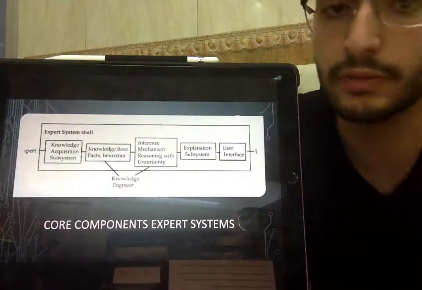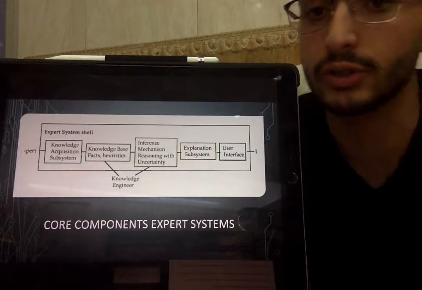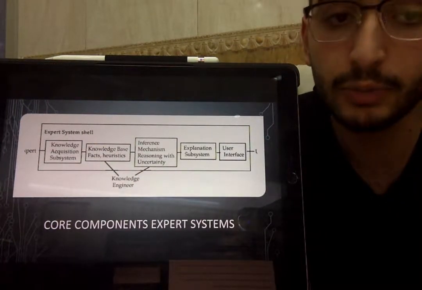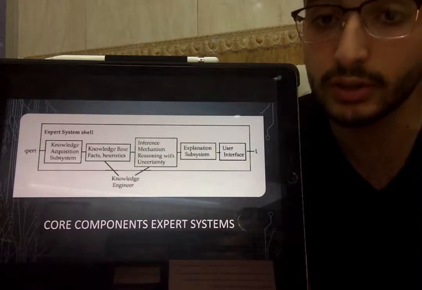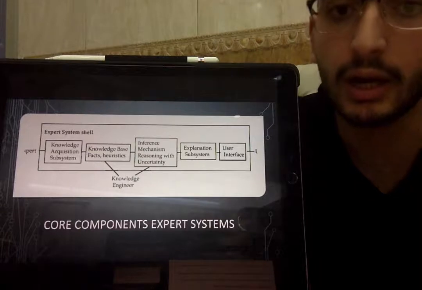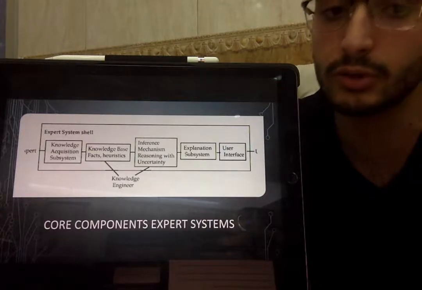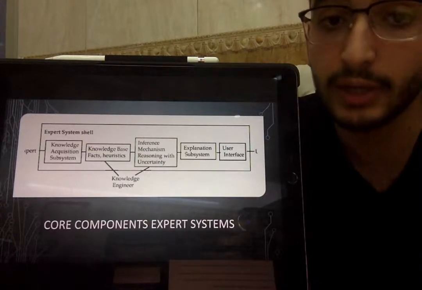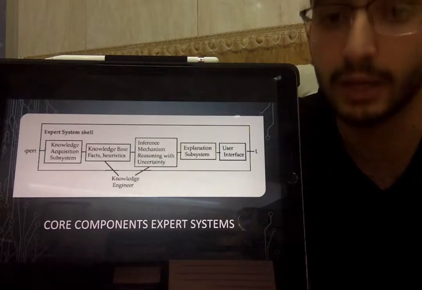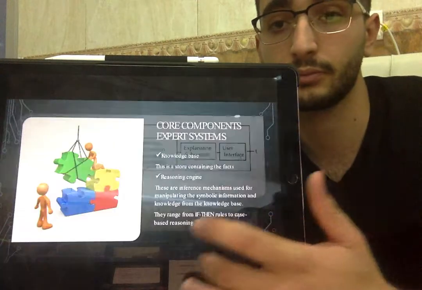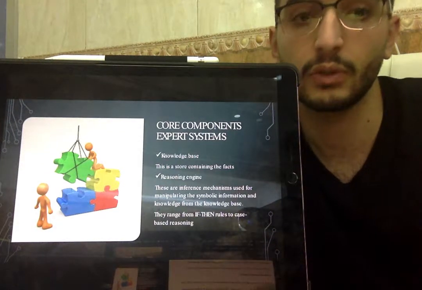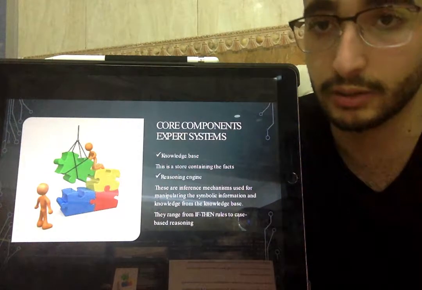The major components of the expert system are the knowledge acquisition subsystem, knowledge base facts, inference mechanisms, reasoning with uncertainty, explanation subsystem, and user interface. The knowledge base and inference mechanism are both considered knowledge engineers. Onto these components in detail.